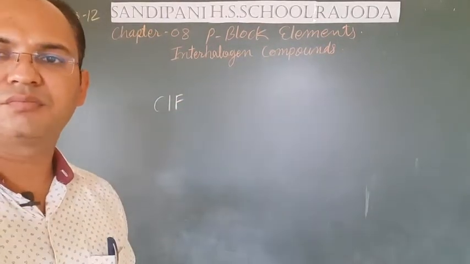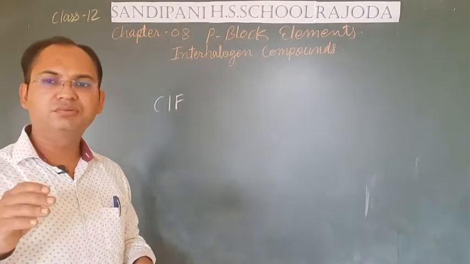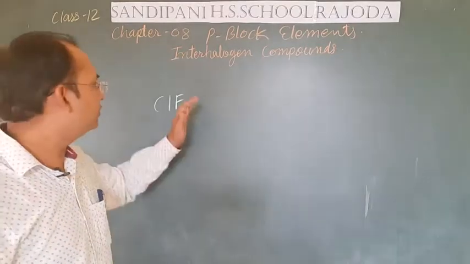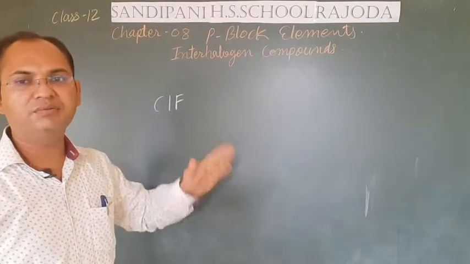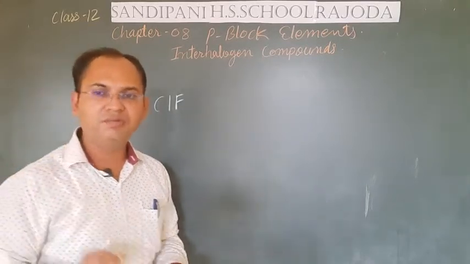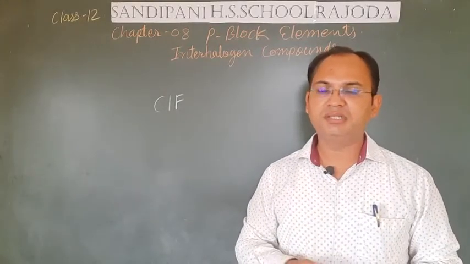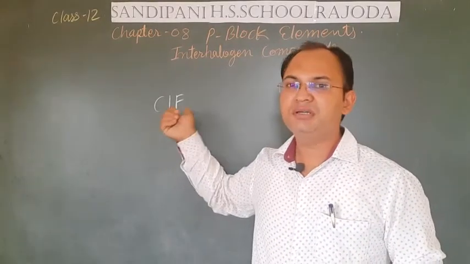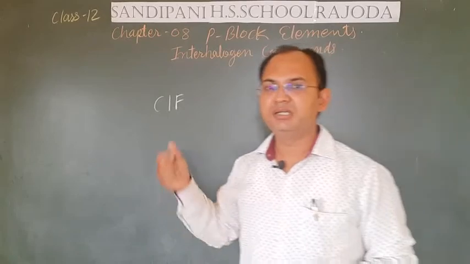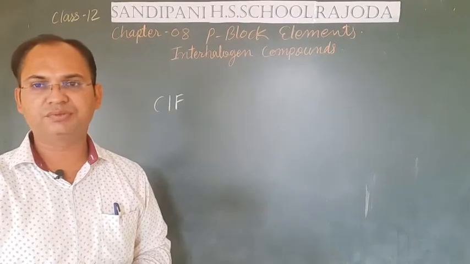This compound is known as chlorine monofluoride because in the property of the halogens we have seen that fluorine is higher electronegative and chlorine has the less electronegativity. So the interhalogen compounds are always known as halides of the less electronegative element. The element which is less reactive in both the halogens combined together to form the interhalogen compound, that halide of the less electronegative compounds.